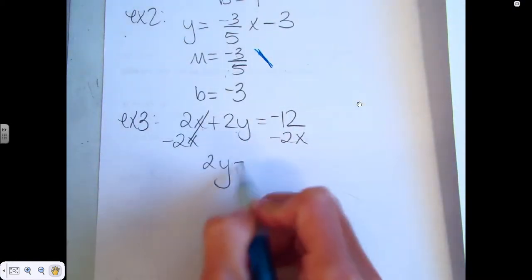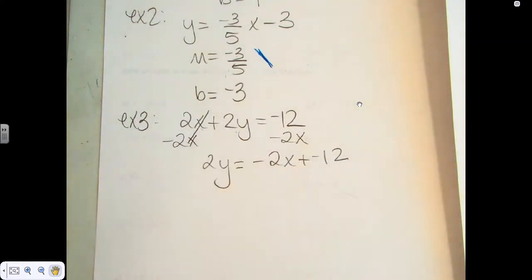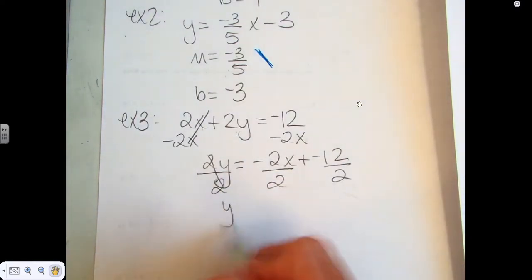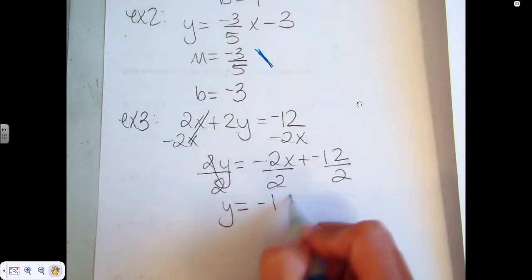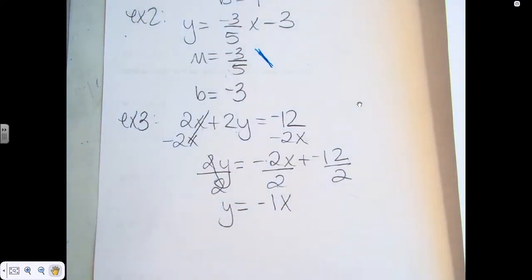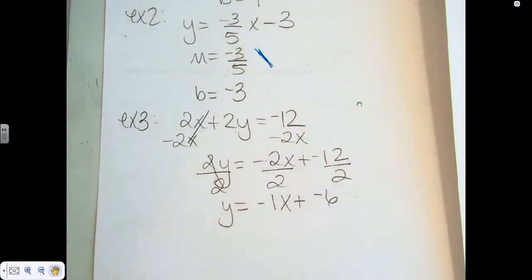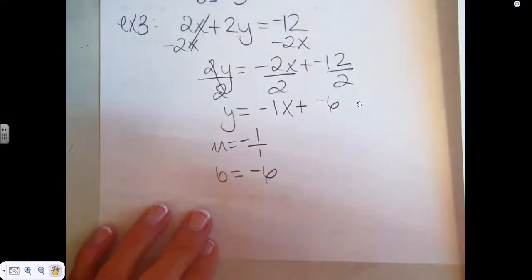So that gives me 2y is equal to negative 2x plus negative 12. I'm still not solved for y, so I divide everything by 2. So when I do that, a negative over a positive is a negative 1x. I don't need the 1 there, but I'm going to keep it there just to have it. And then this gives me negative 6. Now that it's in slope-intercept form, I can identify my slope is negative 1 over 1, and my y-intercept is negative 6.